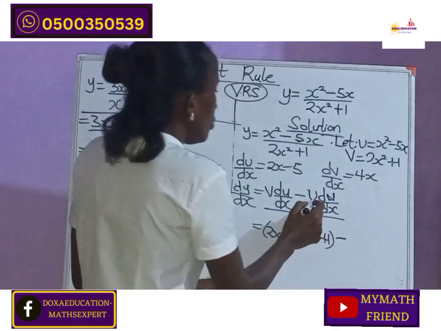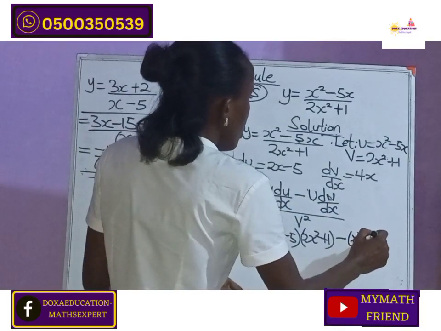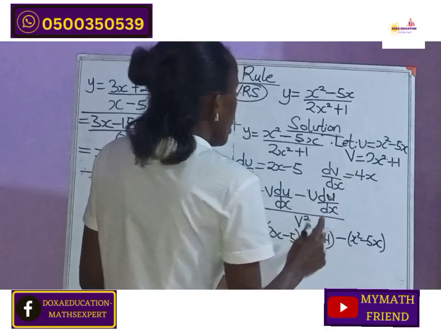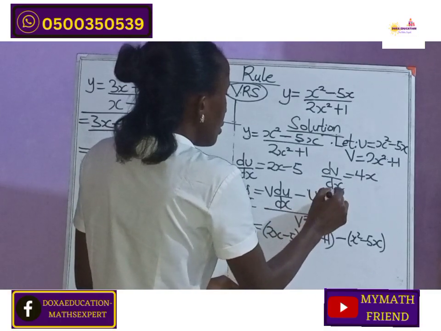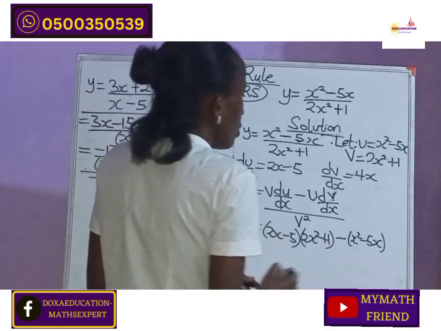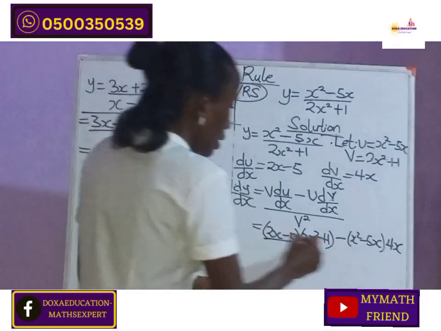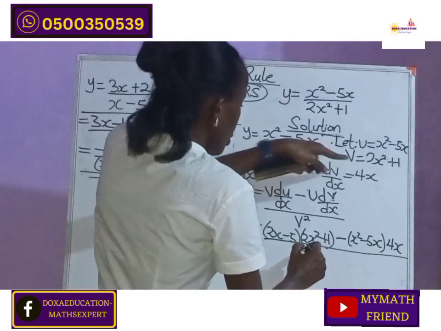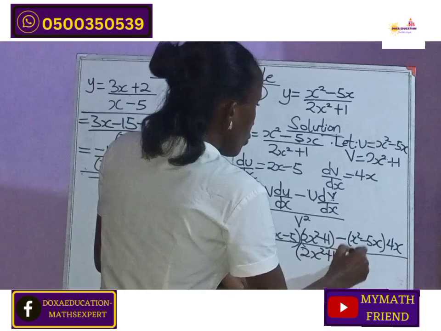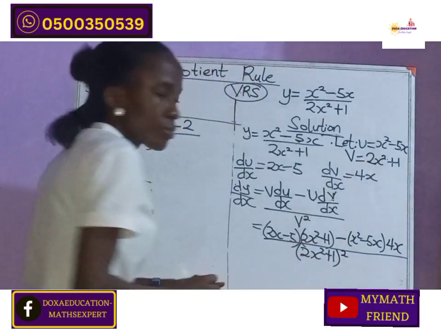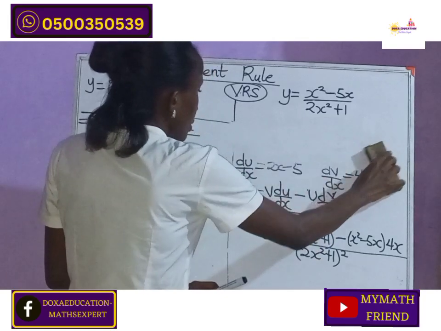Good. And minus, what is u? u is x squared minus 5x. That's u. And then dv/dx is what? It's 4x. So that is it. All out of v, which is 2x squared plus 1, all squared. Now from here, what do we do? Let's try to expand.